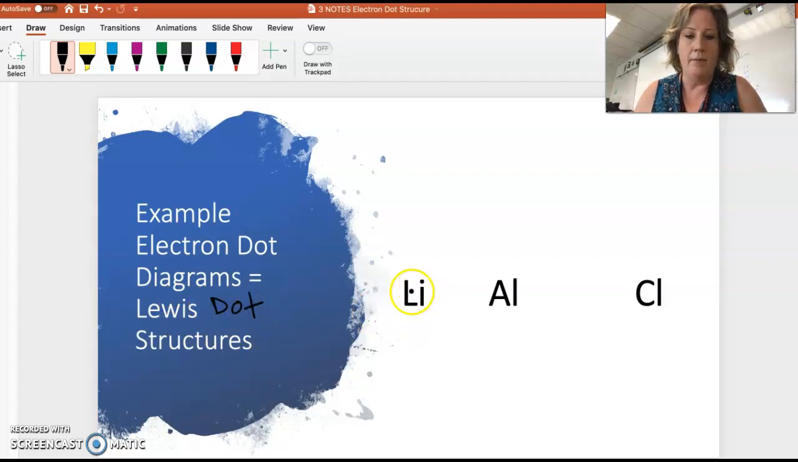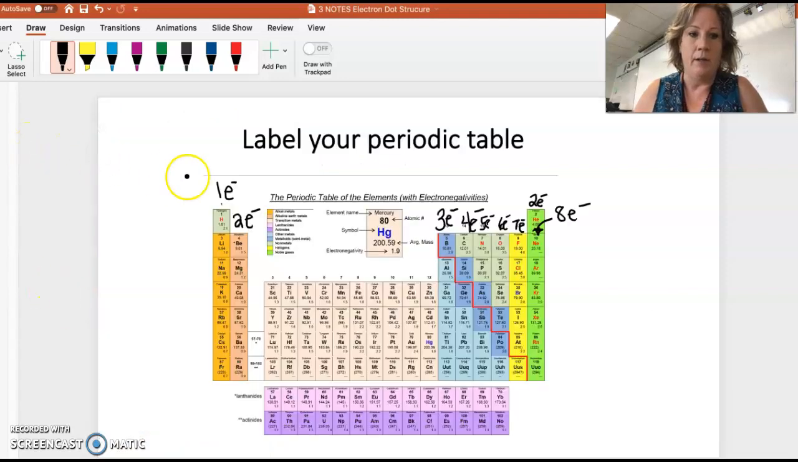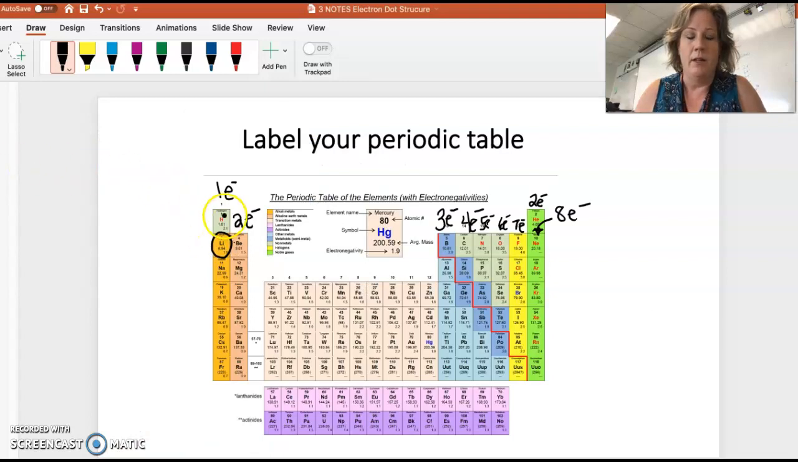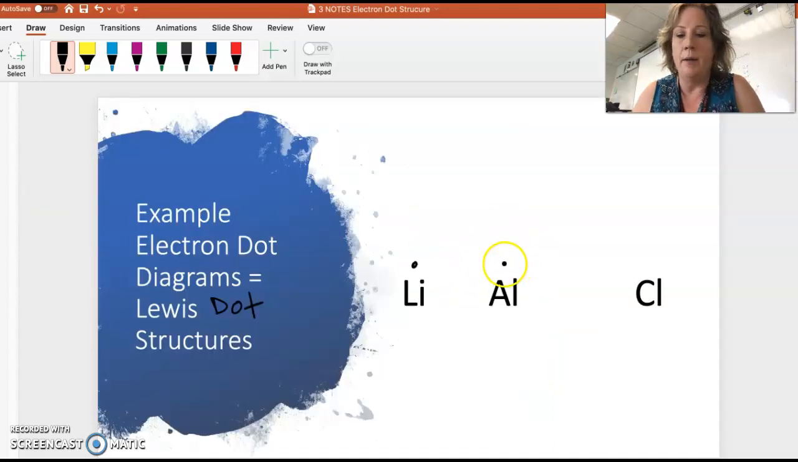So lithium, if I go to my periodic table, lithium has 1 valence electron. So I'm going to start at 12 o'clock, like this is a clock. And then I'm going to do the next. So I'm done with lithium. It only has that 1 valence electron. Aluminum is over here. So this has 3 valence electrons. So when I do aluminum, I'm going to go 12 o'clock, 3 o'clock, 6 o'clock.